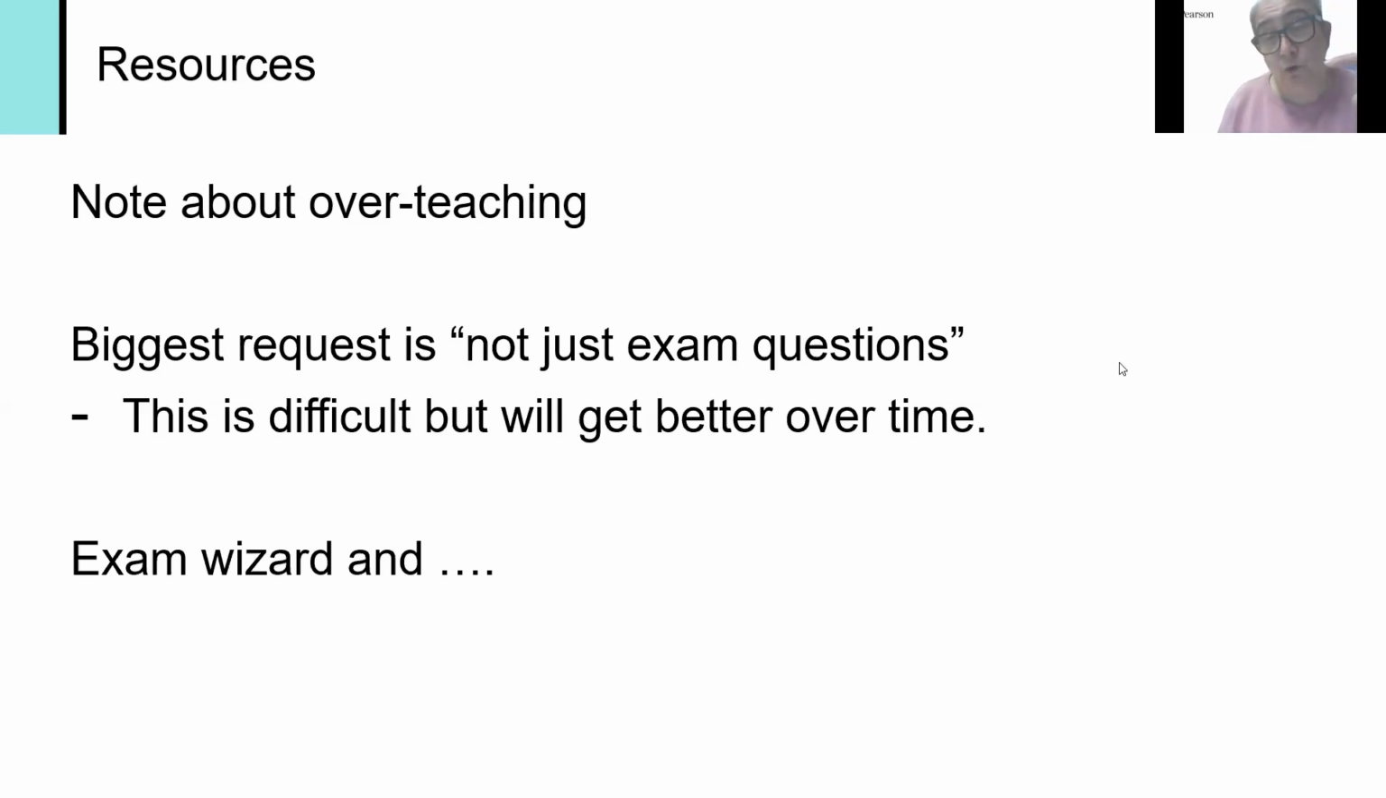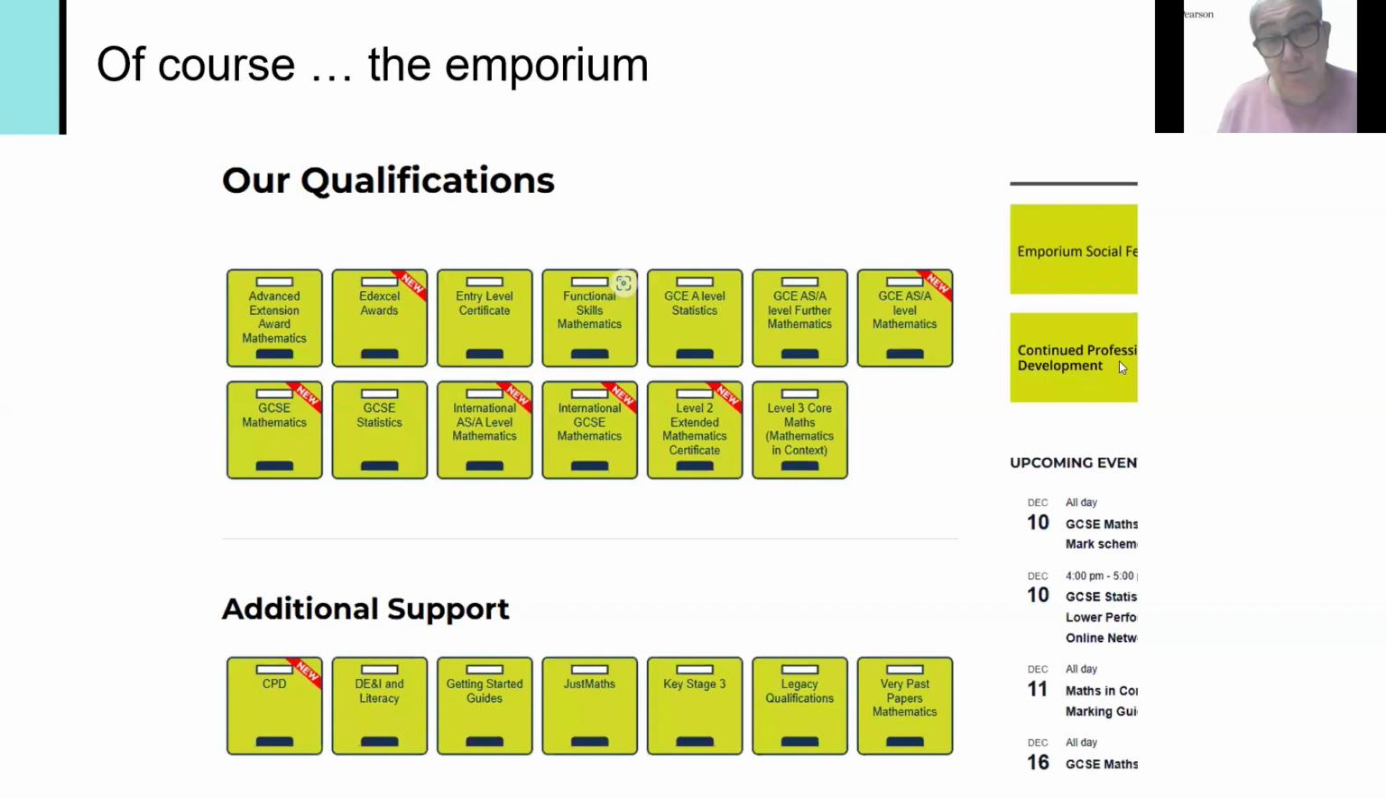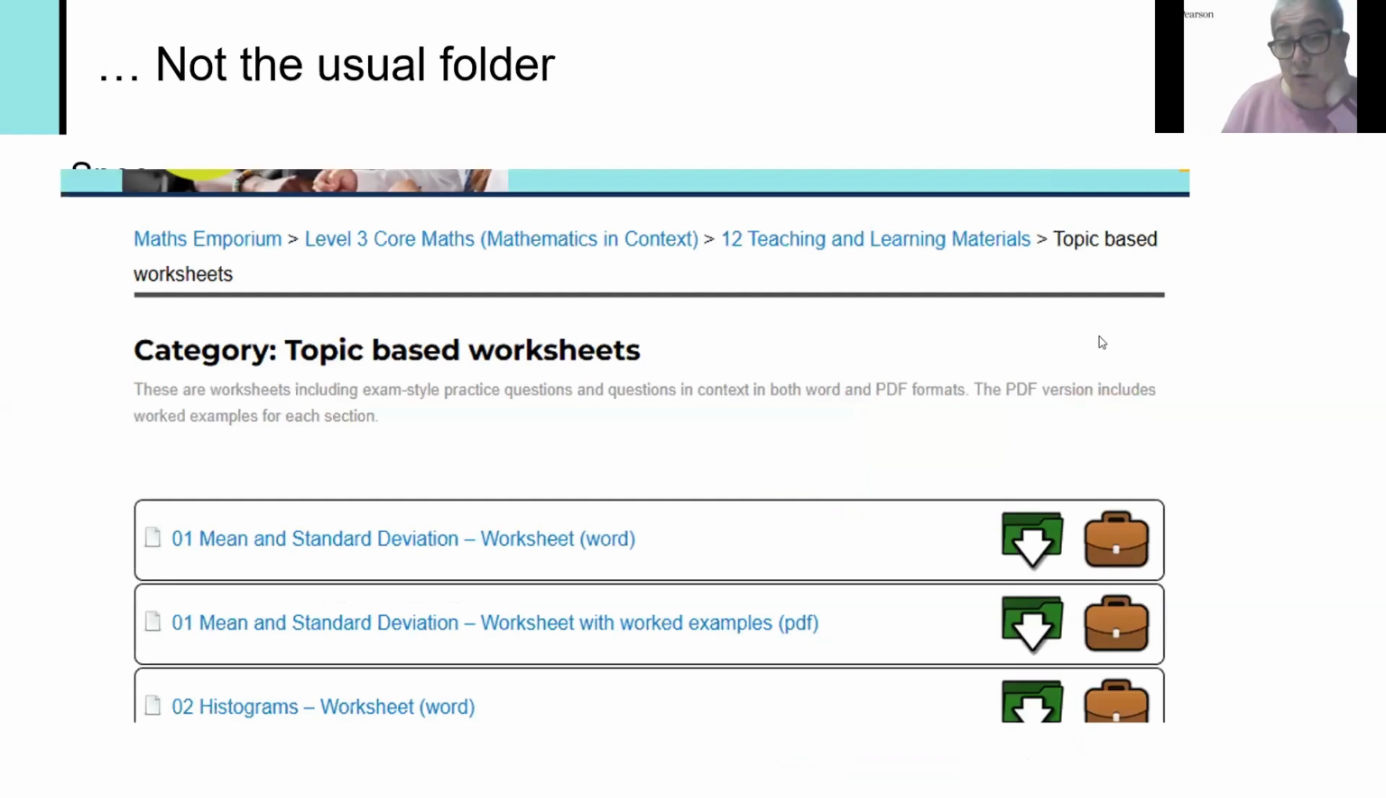Looking at the Emporium, but not just the GCSE stats folder. So down the bottom, you've got your legacy qualifications, where you've got the previous GCSE stats. That is full of resources there with the old style questions. The reality is maths is maths. But then I also had a little hunt, and because I've been doing some resources for the qualification, some of the resources I've come across, and yes, it's level 3, but they're definitely worth a look.